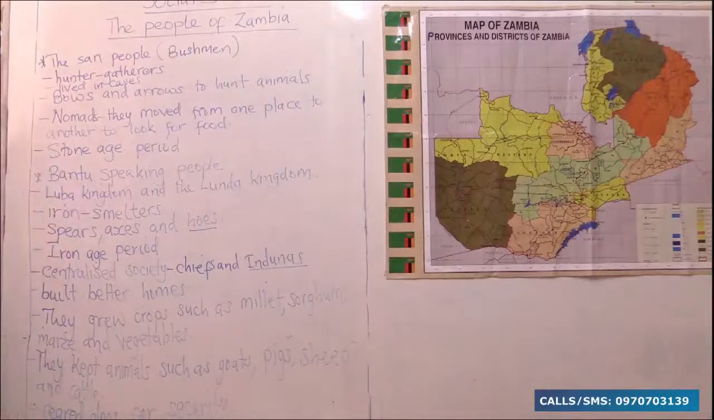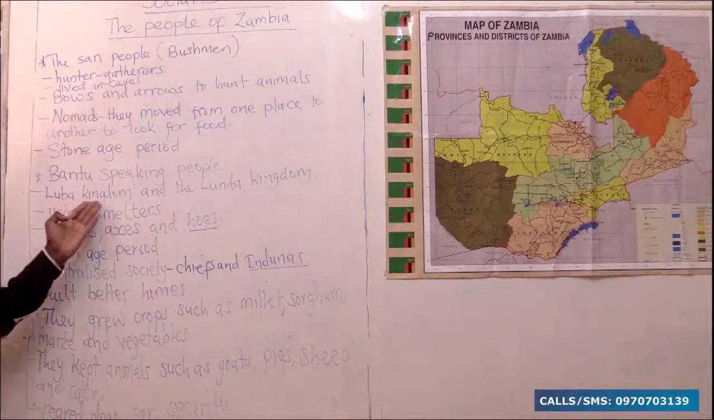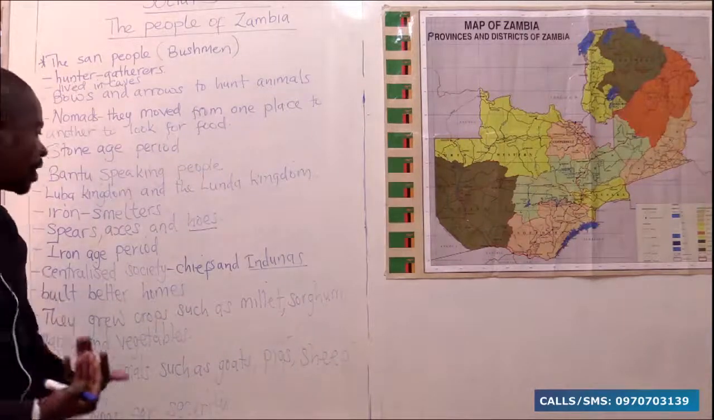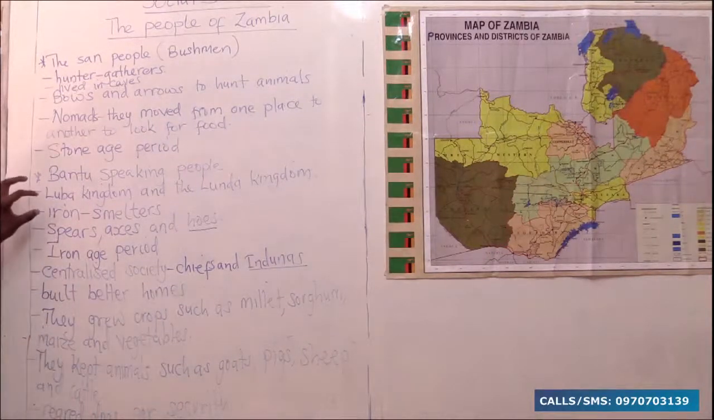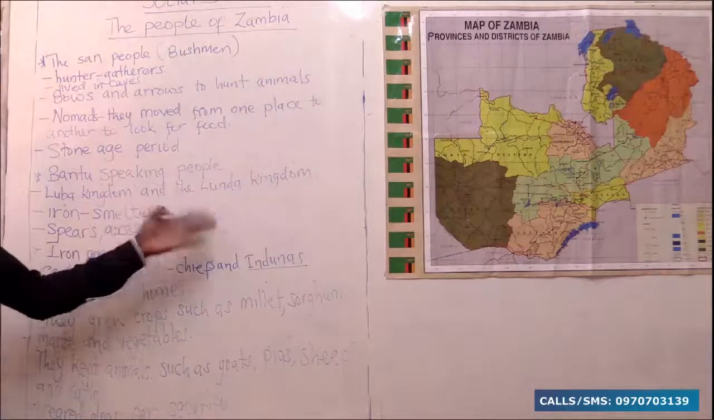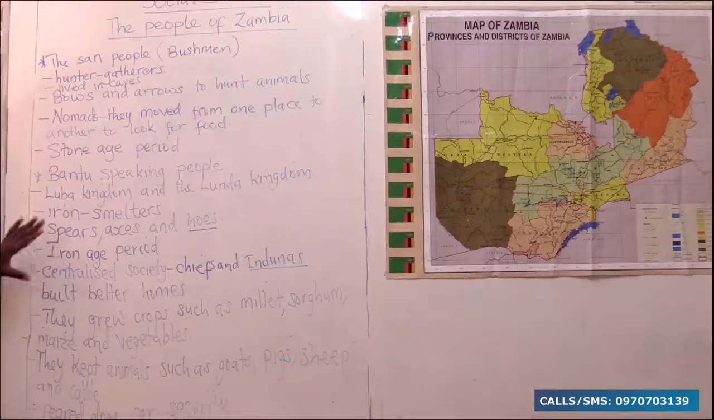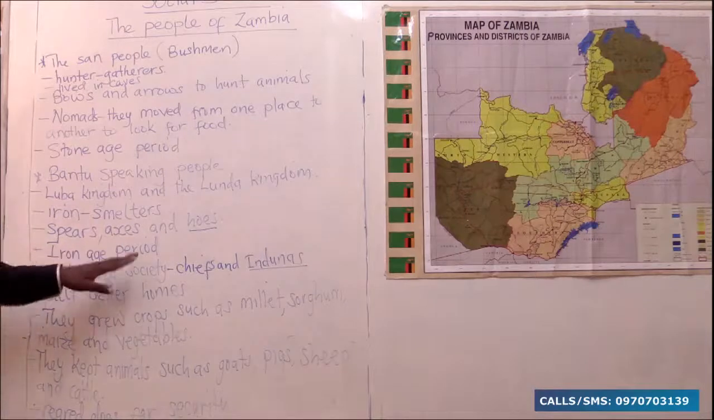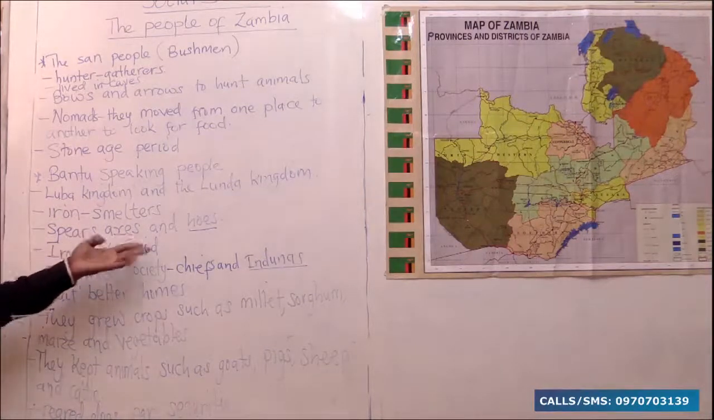Okay, apart from that, we have looked at the Bantu-speaking people, the kingdom and the Lunda kingdom in Zaire, which is currently known as Congo DR. The Bantu-speaking people were also iron smelters, meaning they used to smelt different tools. They made tools such as spears, axes, and hoes. Again, the Bantu-speaking people lived in the Iron Age period.